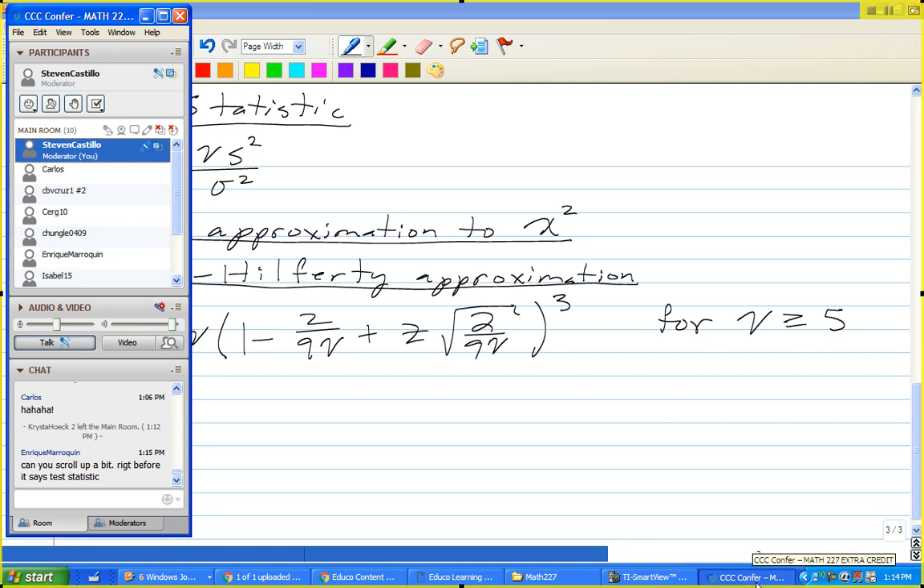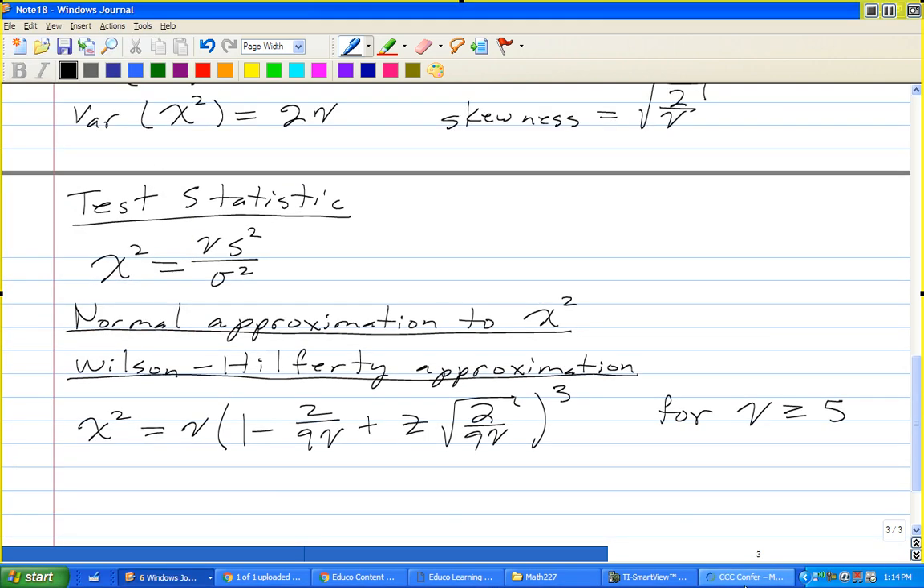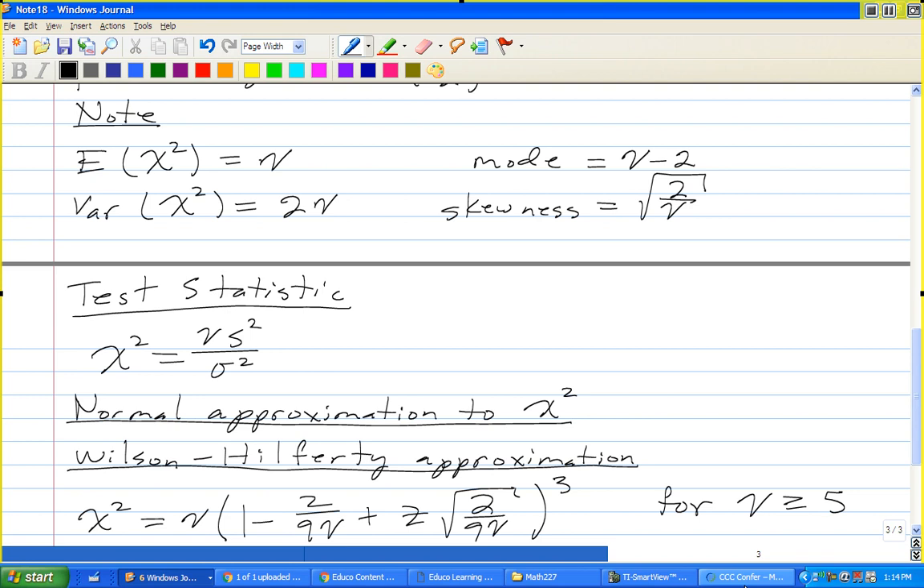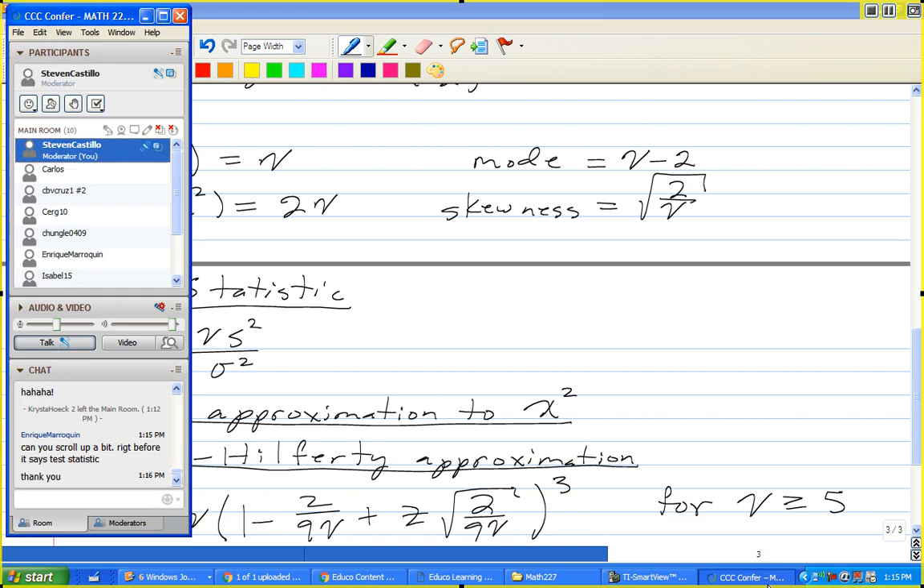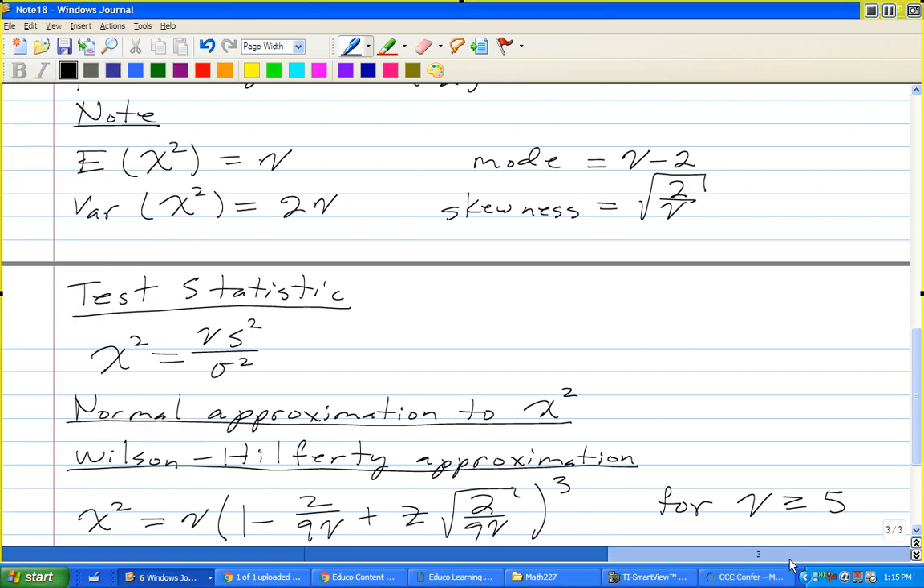Okay. That far correct? Okay. Okay. I can scroll back down, that means.